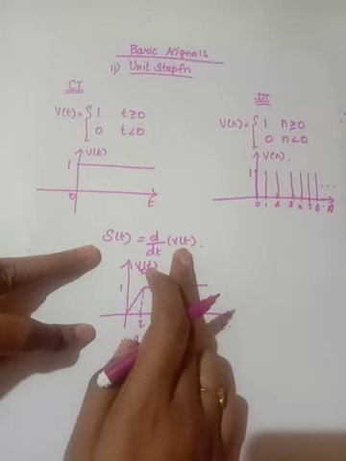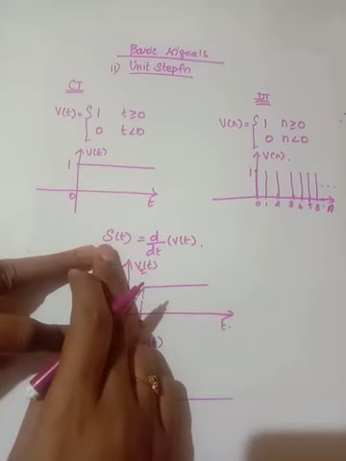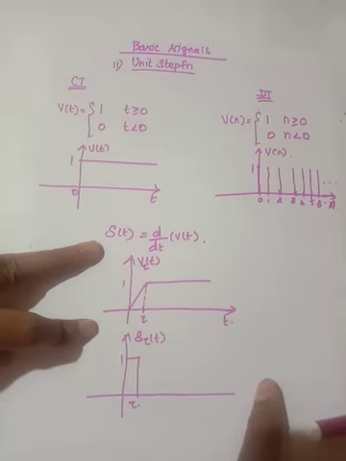Now there is a relation that we know between the impulse function and the unit step function. If you differentiate the unit step function, you will get an impulse function. So let us see how it is possible.